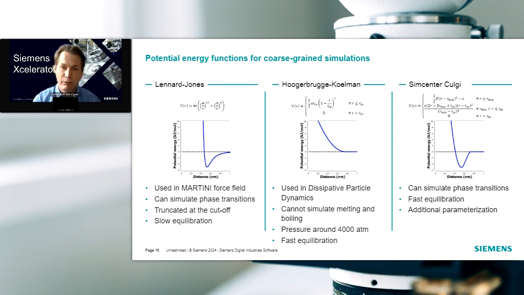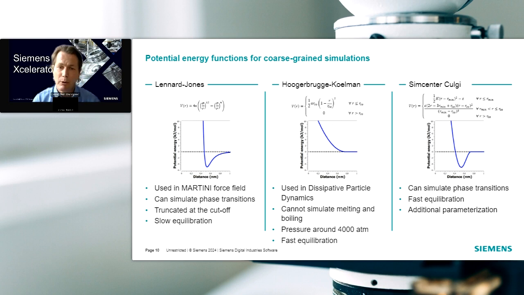Then going forward into what I discussed a couple of slides ago, this dissipative particle dynamics developed by Hoogerbrugge and Koelman from Shell. They developed this very simple approach where you have only a repulsive potential, the Hoogerbrugge and Koelman potential, that has only one parameter, so it's very simple to get parameters out of for that.